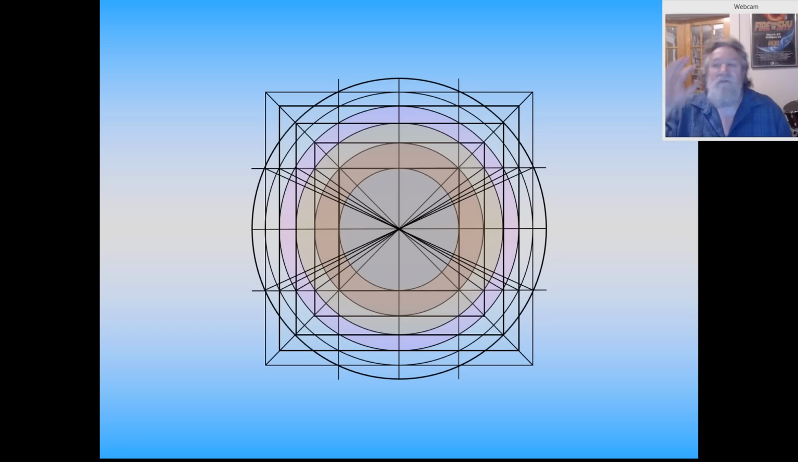So let's say you've got a root 5 rectangle. You're laying out some design based on a root 5 rectangle. It means that the ratio of its long side to its short side is the square root of 5 to 1.